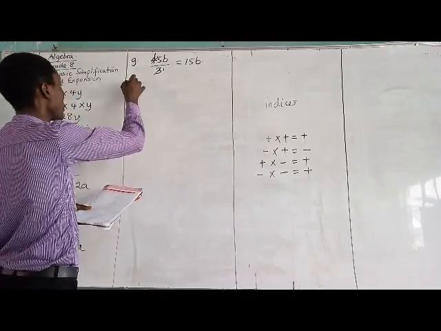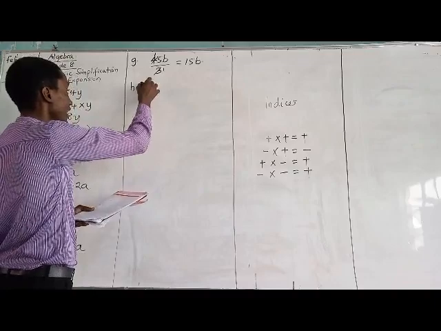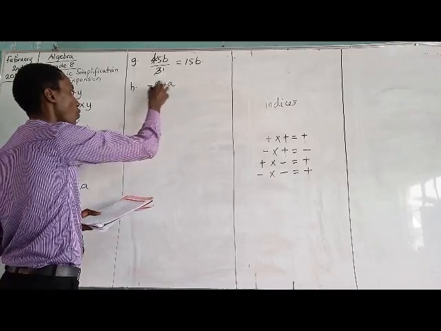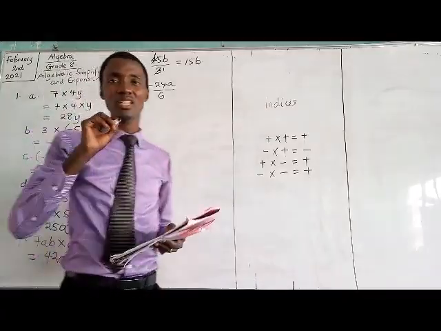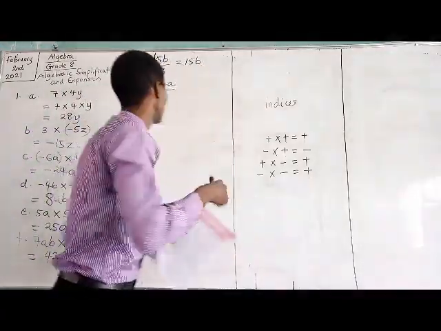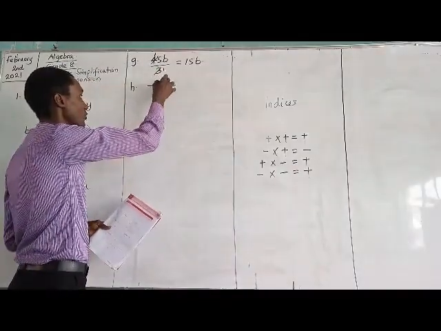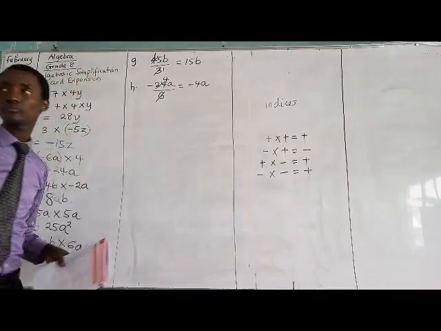So we go to question H. Negative 24A over 6. What does 6 cancel? 6 is a number, and so it will only be able to divide another number. So 6 is a factor of 24, and now 4. So that will be negative 4A.